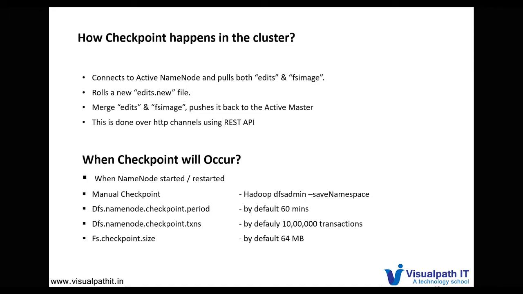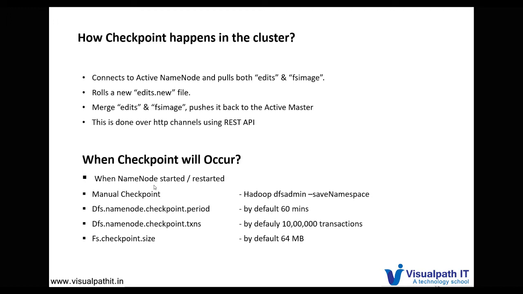Then what about when checkpointing will occur? What are the scenarios where checkpointing will happen? We know one scenario. Every 1 hour checkpointing will happen in Hadoop 1x. Similarly, every 6 hours checkpointing will happen in Hadoop 2x environment, right? So that is one scenario, the third one you see here: checkpointing every 60 minutes in Hadoop 1x.